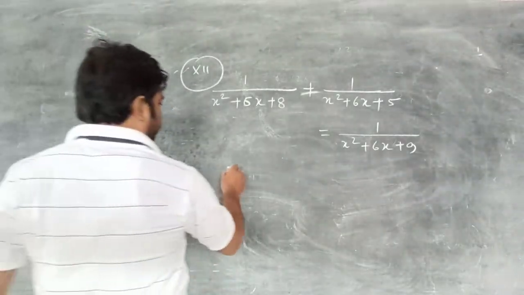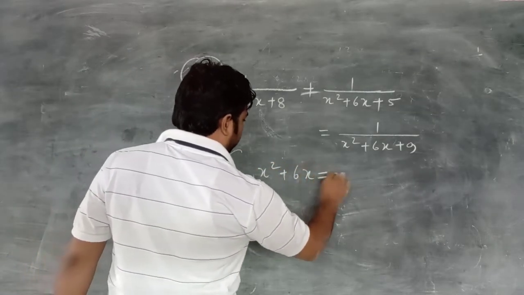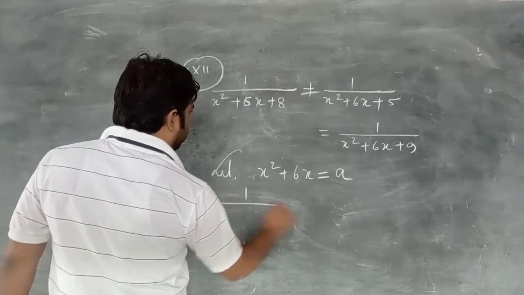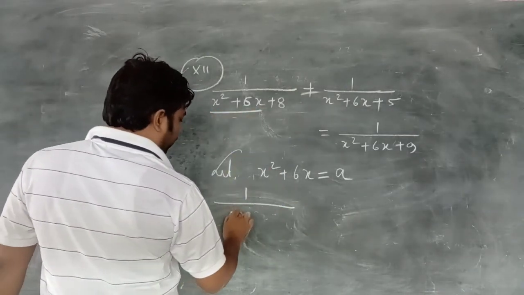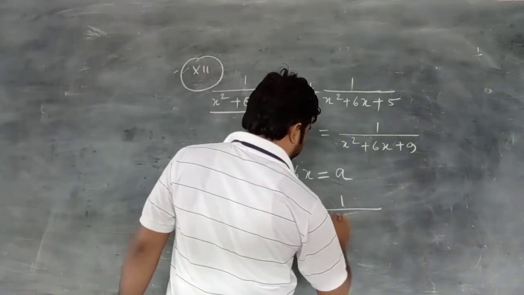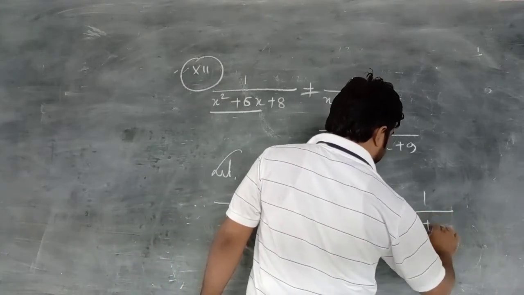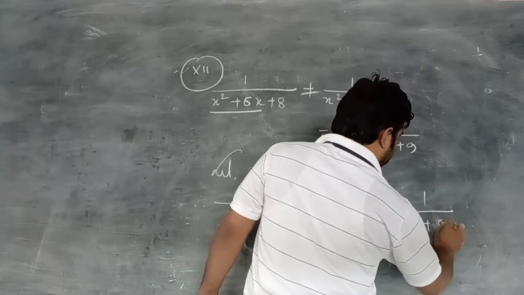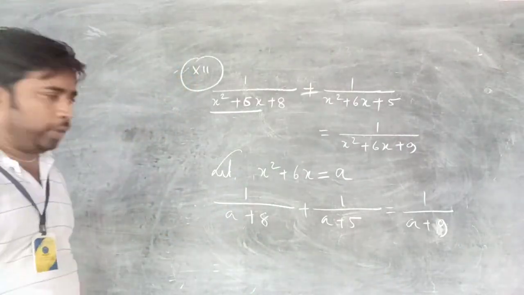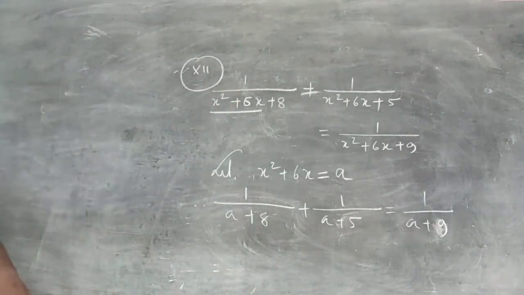So let us consider this x square plus 6x as a, or y as usual. You can consider y also, you can consider a also. So let us consider this to be a. So if we put the values, this is 1 by a plus 8, plus 1 by a plus 5, equal to 1 by a plus 9. Now this sum has become a usual sum because directly you can take the LCM and you can find the value of a. After finding the value of a, you can find the value of x also.